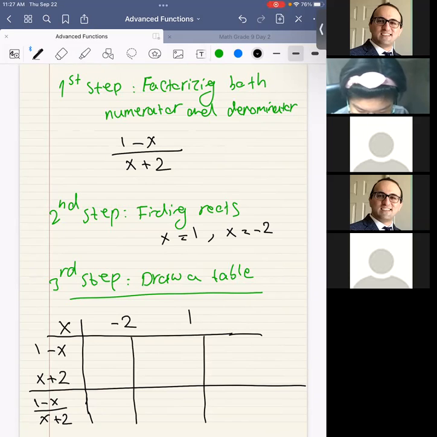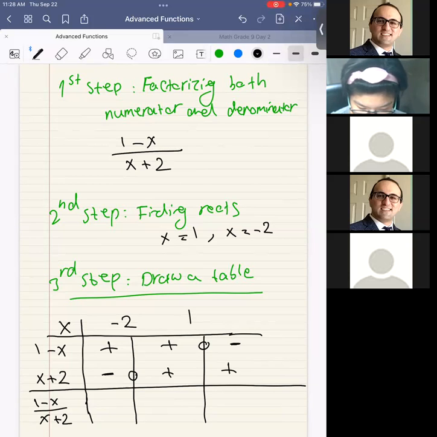So when x equals 1, 1 minus x is 0. When x is greater than 1, 1 minus x is negative. When x is less than 1, 1 minus x would be positive. Now if we look at x plus 2: when x is -2, x plus 2 is 0. When x is greater than -2, x plus 2 is positive. And when x is less than -2, x plus 2 would be negative. Now we look at the whole expression.